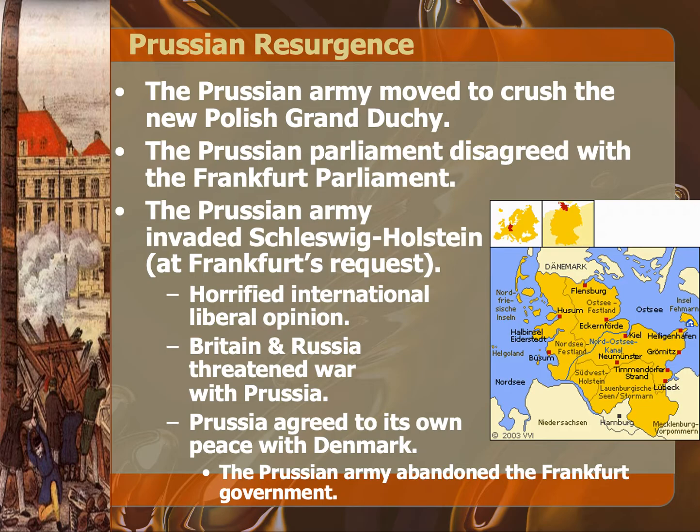So the Frankfurt parliament wanted this liberal government. The Prussian parliament, basically, they disagree. The Prussian army is going to invade a region that's kind of part of Denmark called Schleswig-Holstein. And basically, this horrified a lot of the liberals. Britain and Russia threatened war with Prussia. Prussia agrees to its own peace with Denmark. And the Prussian army kind of abandons working with Frankfurt.